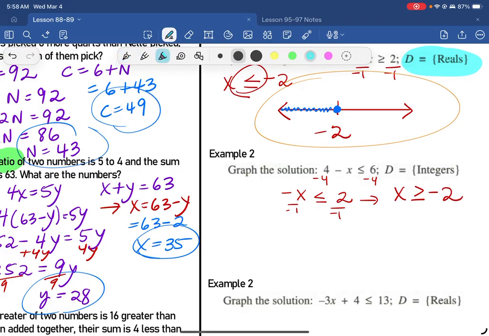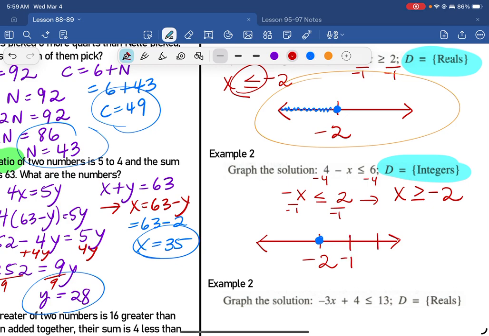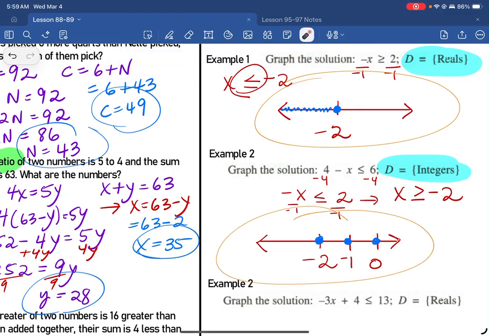I have to pay attention to the domain. It says integers only, so that means I have to use the dots. So here we have our line. We have a -2. It says greater than or equal to, so that means I do a shaded in circle. This time I'm going to the right. So because I want dots only, I'm going to need some more numbers so I can shade them in. So when you see integers, you're going to plot it like that. When you see domain as the reals, you're going to shade it in like that. Integers, dots.